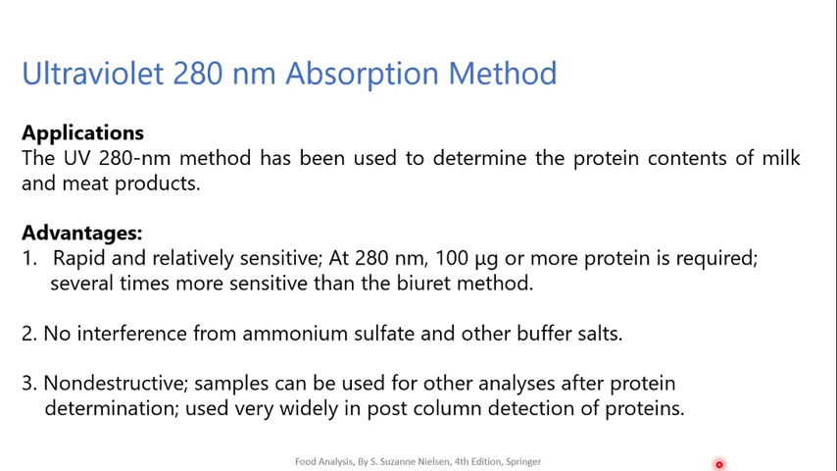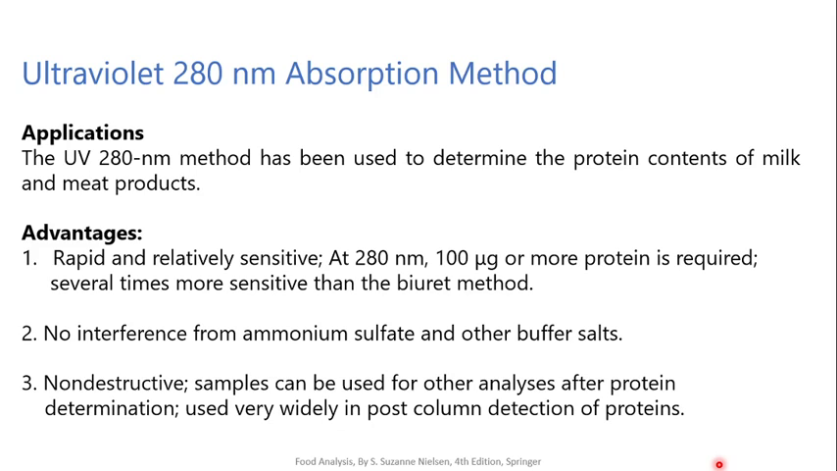So now what are the applications? The UV 280 nanometer method has been used to determine the protein content of milk and meat products. It has not been widely used in the food system. This technique is better applied in purified protein systems, or proteins that have been extracted in alkali or denaturing agents such as 8 molar urea.